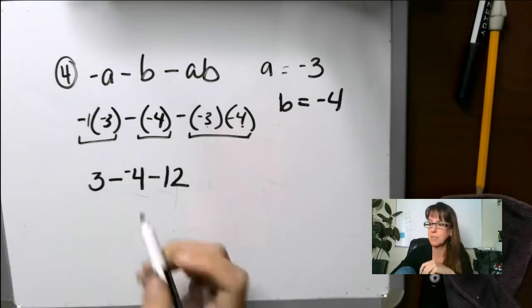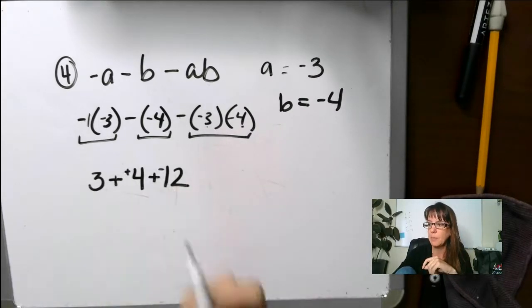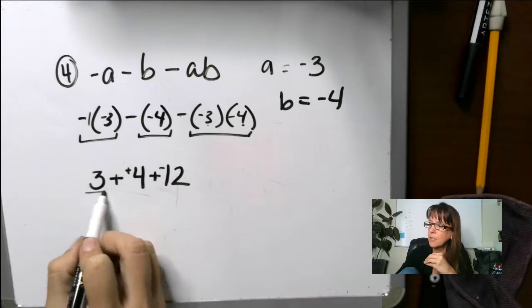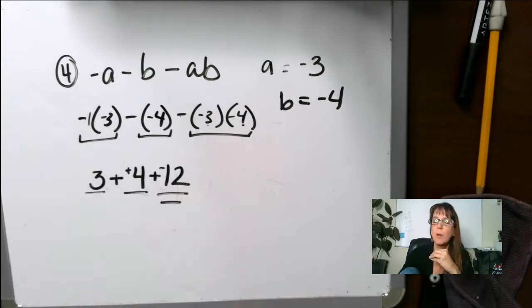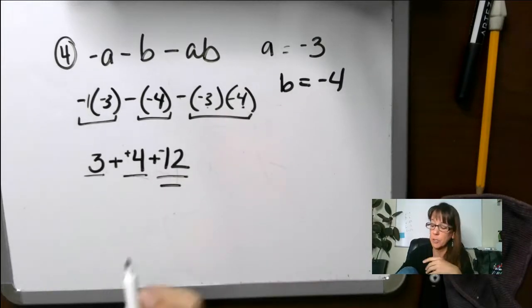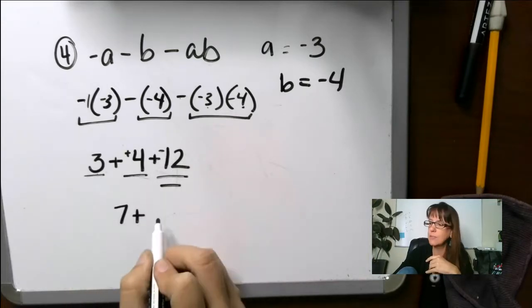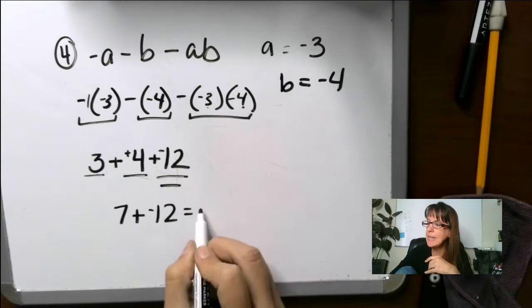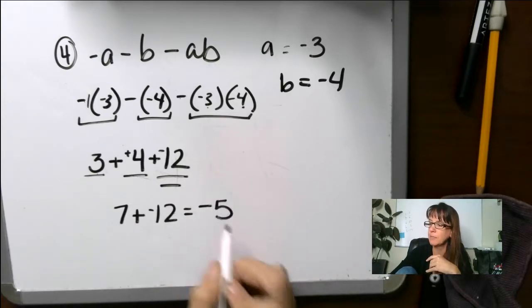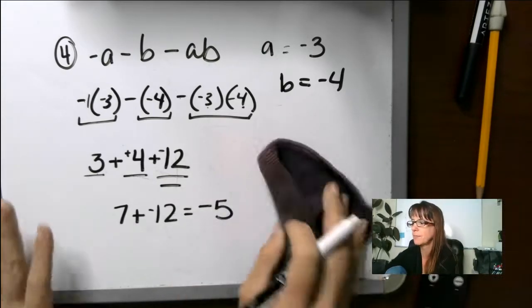So now we add the opposite. Add the opposite, add the opposite. We're going to group all our positives together. Here's a positive, positive, and then group all our negatives together. I think that's the easiest way to do it. So our positives, we get 7 plus, and then -12. All right, our negative team is larger by 5. So our answer is -5.